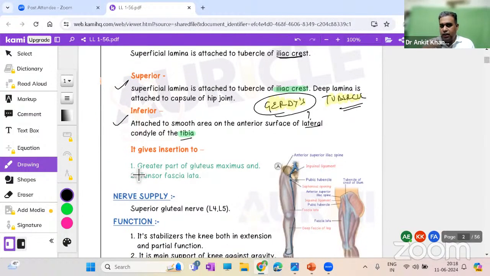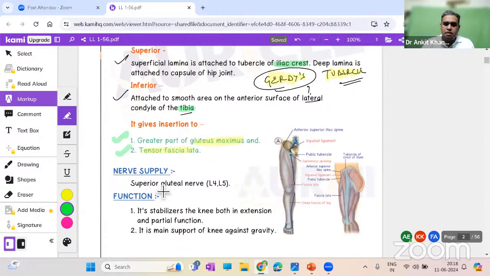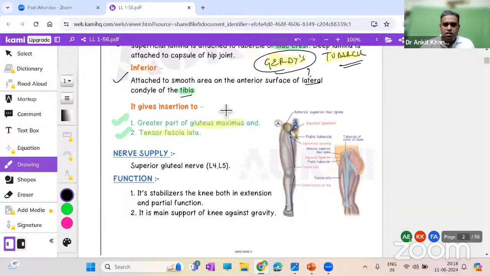Second thing is, are there any muscles attached to it? The answer is yes. Two important muscles, which are the gluteus maximus and tensor fascia lata. These two muscles are attached to the iliotibial tract. The nerve supply for the gluteus maximus is the inferior gluteal nerve. Tensor fascia lata will be the superior gluteal nerve.